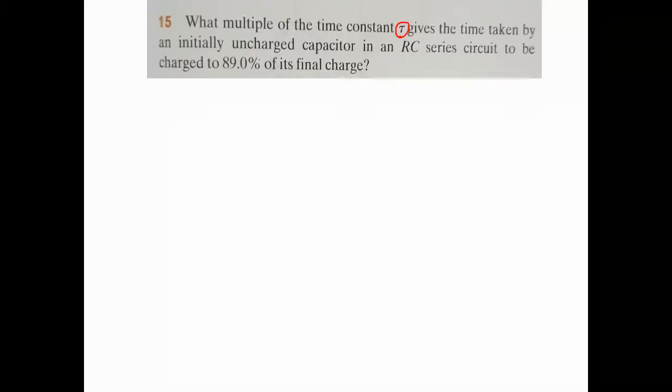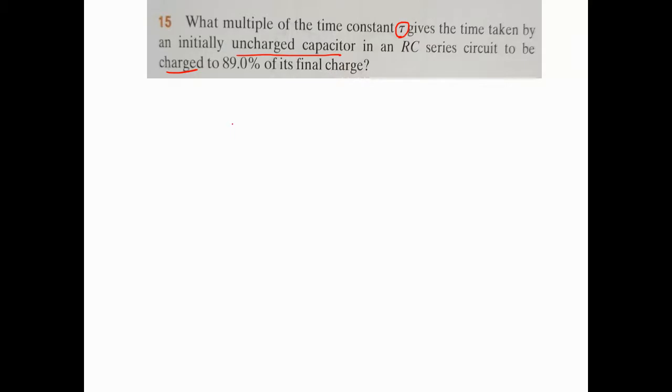What multiple of the time constant gives the time taken by the initially uncharged capacitor in an RC series circuit to be charged to 89% of its final charge? That means, can you please tell me whether this is related with charging or discharging? Initially, you have the uncharged capacitor, and then you are going to charge. Am I right? So now you will get a clear idea. This question is related to charging.